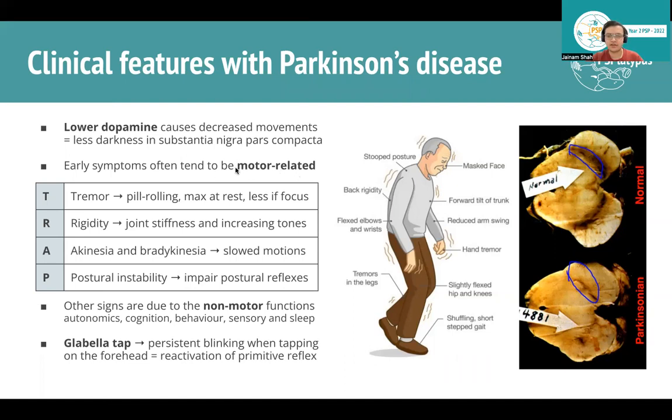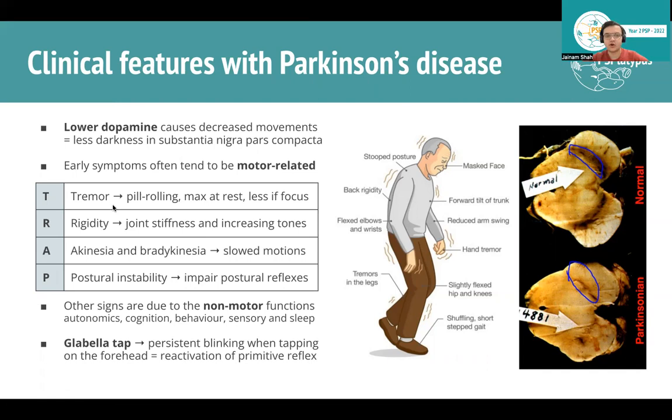The early symptoms tend to be motor related, and the nice mnemonic to remember this is TRAP. So T is for tremor, which is classically a pill rolling tremor. So you see patients sort of doing this as if they're rolling pills. It's maximal at rest. So if they're not moving, you can see that tremor. And it's less if they're focused or they're trying to do something with their hands. R is for rigidity, so joint stiffness and increased muscular tone.